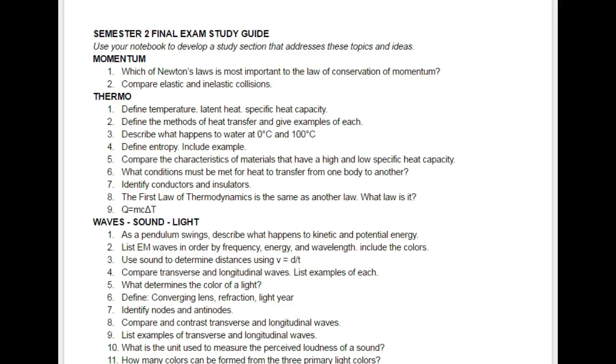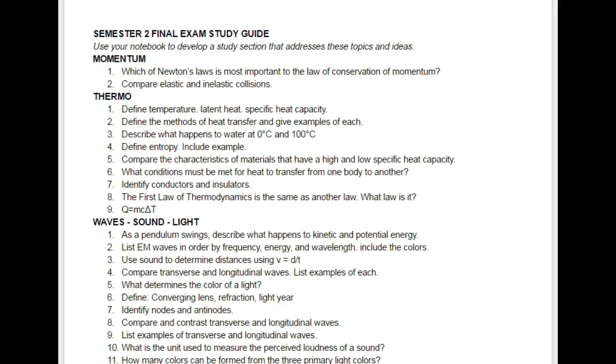For wave, sound, and light, we've been working on this, so it should be pretty fresh on your mind. As a pendulum swings, describe what happens to kinetic and potential energy. So at the highest points, the pendulum bob comes to a stop, and it's above the ground, so it has potential energy. As it swings back to equilibrium, it reaches its maximum kinetic energy at equilibrium, and then as it passes equilibrium, it starts trading the kinetic energy for potential energy.